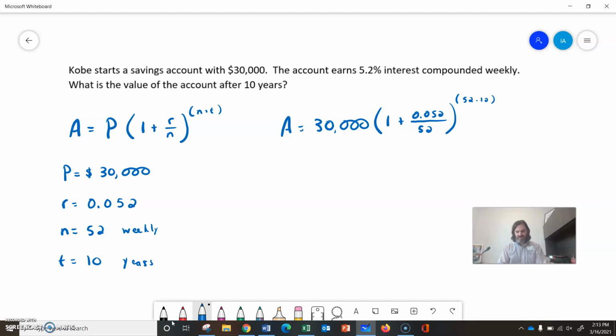So we're going to put that in our calculator. I'm just going to give you the big number at the end, but let's see here. 30,000 times, make sure you use parentheses. You should get that information from the videos.